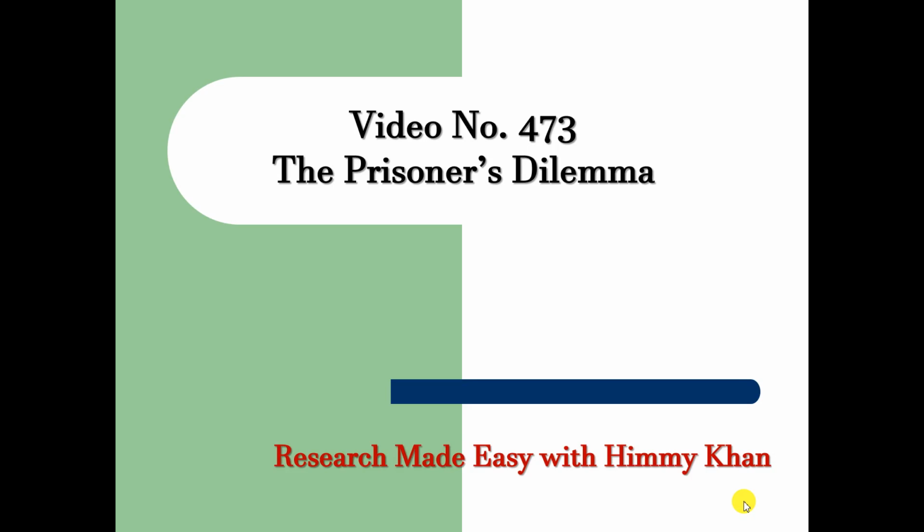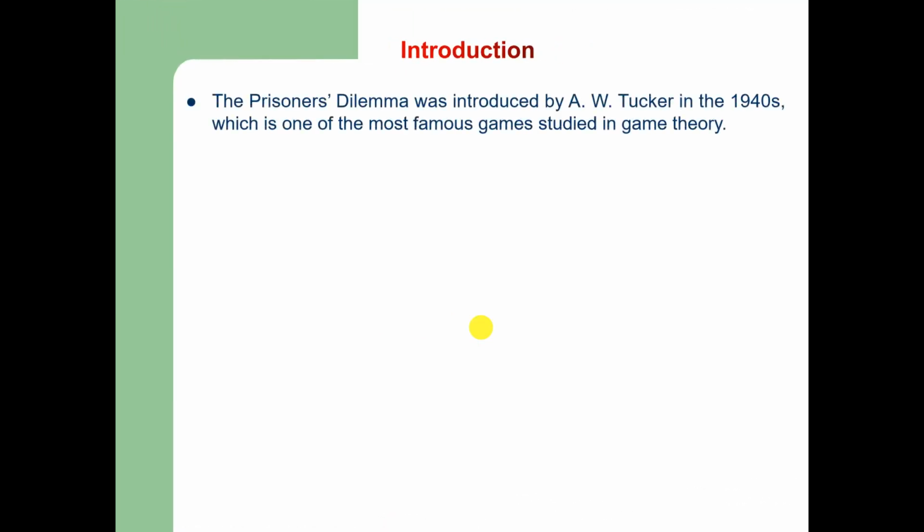In the previous video, that is video number 472, I discussed the case of a zero-sum game, in which the various entries in the box sum to zero, so that was known as a zero-sum game. In this video, I'm going to discuss the prisoner's dilemma case and what it is. So let us discuss that. What do we mean by prisoner's dilemma? First of all, I would like to explain the background.